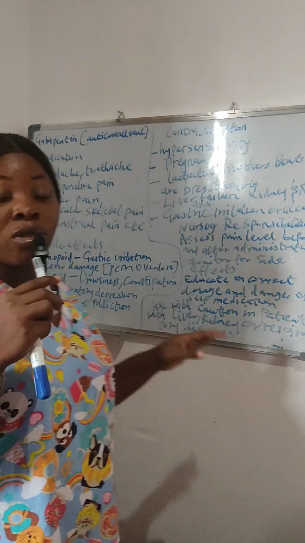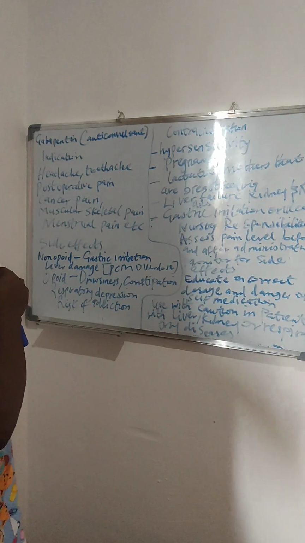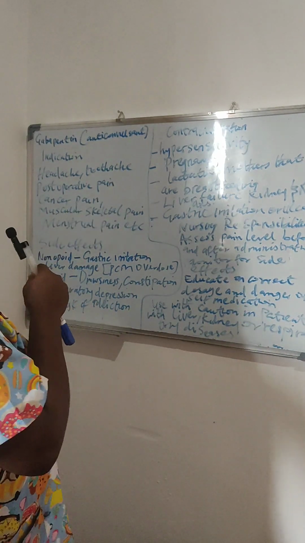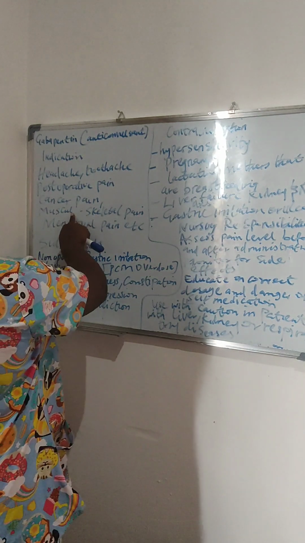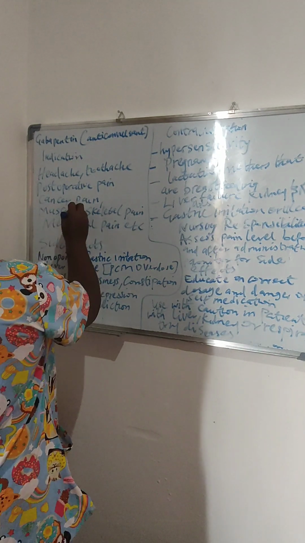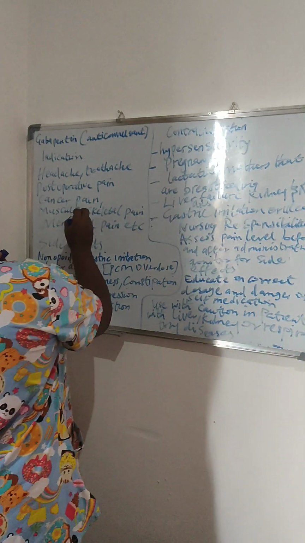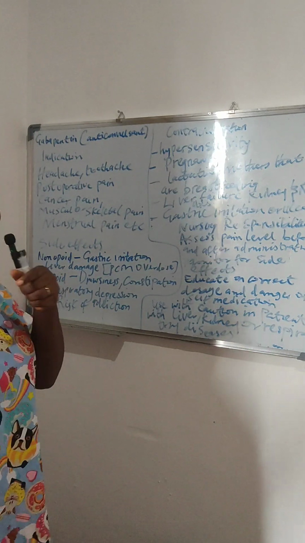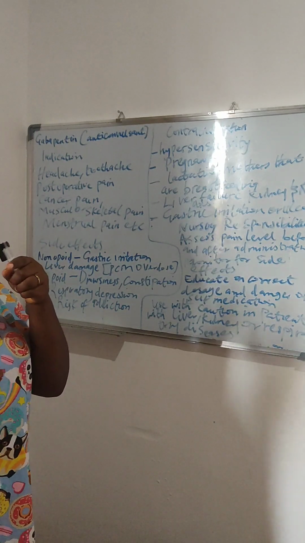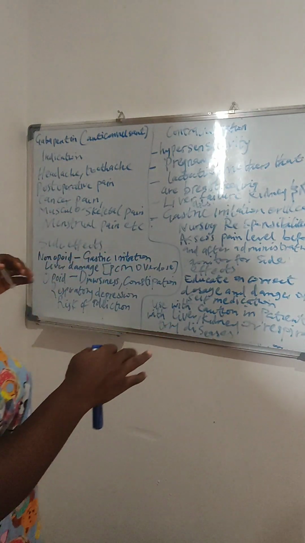So let's go over to indications, when to use these drugs. You use them for headache, toothache, post-operative pain, cancer pain, musculoskeletal pain, either muscular pain or skeletal pain, and menstrual pain. This applies to all the analgesics, both opioid and non-opioid and the adjuvant.